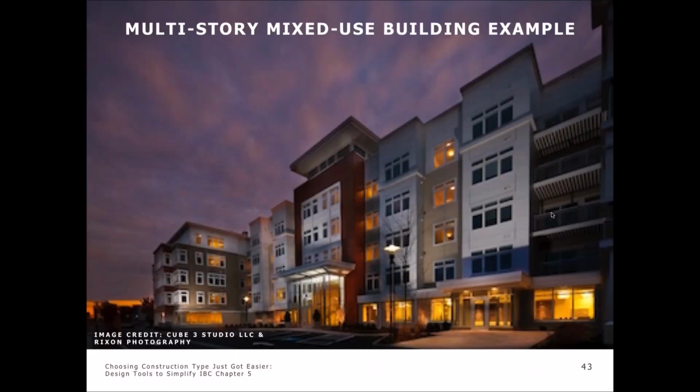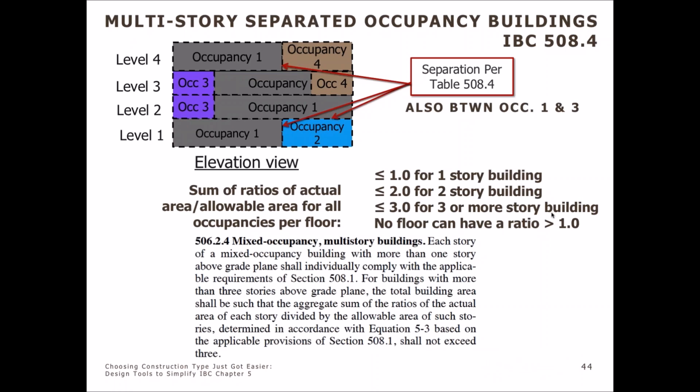So let's take a look at a multi-story mixed-use building example using this advanced analysis mode from the heights and areas calculator. Before we jump into the actual functionality of the app here, I did want to point out some of the code language behind how we analyze mixed-use buildings, and in particular, separated occupancy mixed-use buildings.